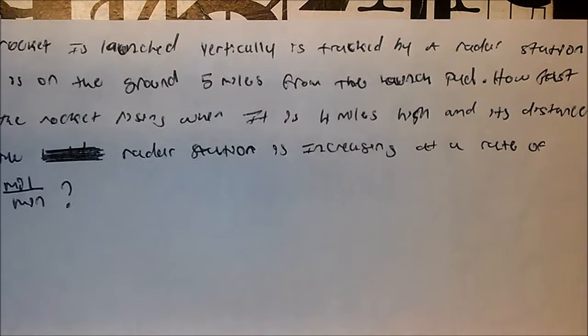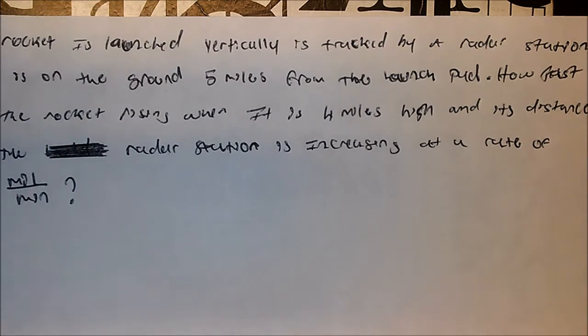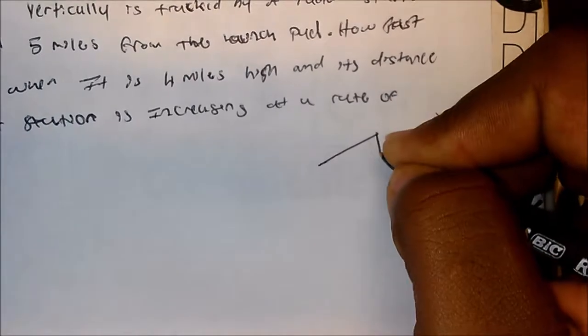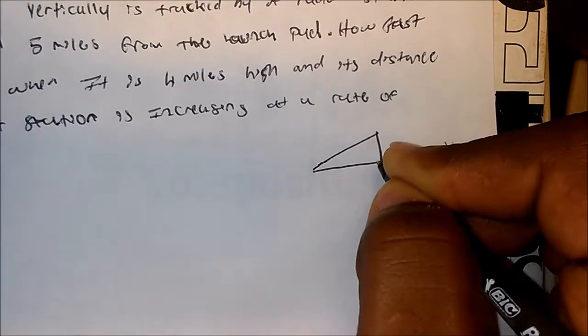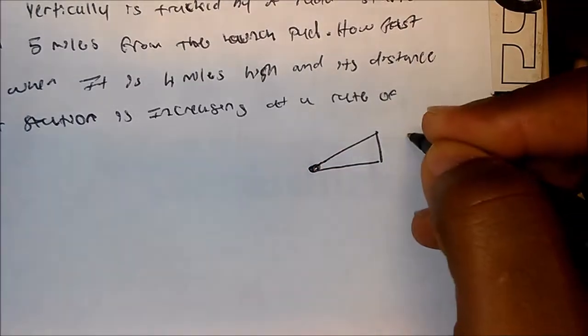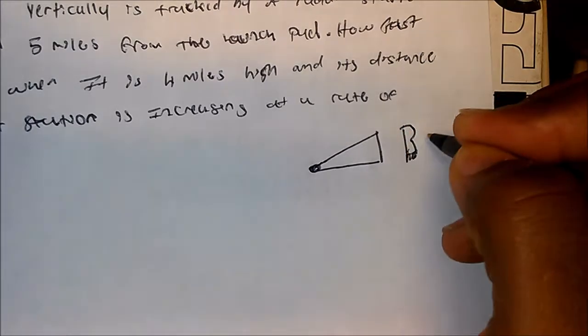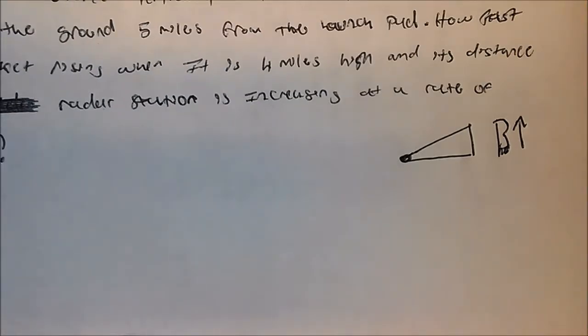So I have this problem here where it says a rocket is launched vertically and is tracked by a radar station that is on the ground 5 miles from the launch pad. How fast is the rocket rising when it is 4 miles high and its distance from the radar station is increasing at a rate of 200 miles per minute? All right. So again, this is a triangle problem. You could imagine this being our launch pad. This is where the rocket is rising vertically. Can't draw a rocket here, but the rocket is rising vertically, right?